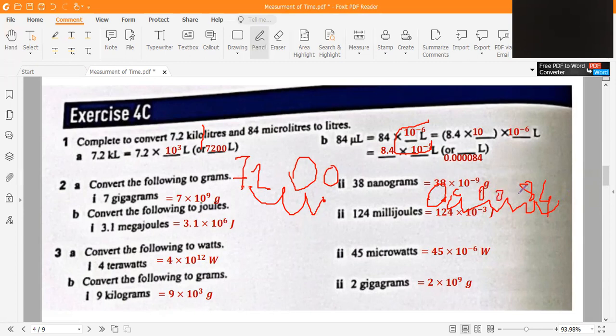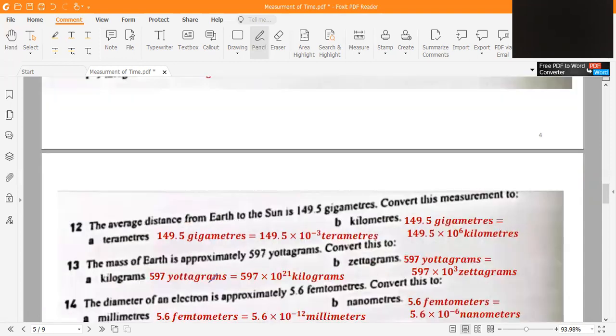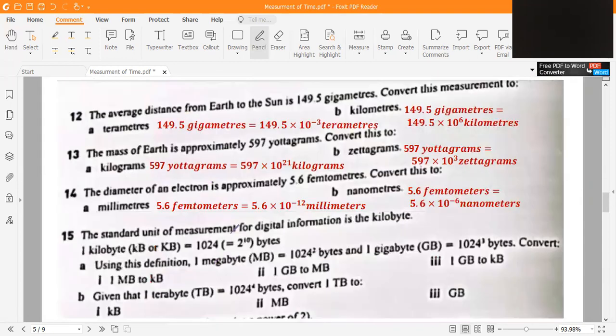So we obtain 0.000084 liter. Okay, it's very easy to complete the whole exercise alone. We have here the solution of exercise 2 and exercise 3.